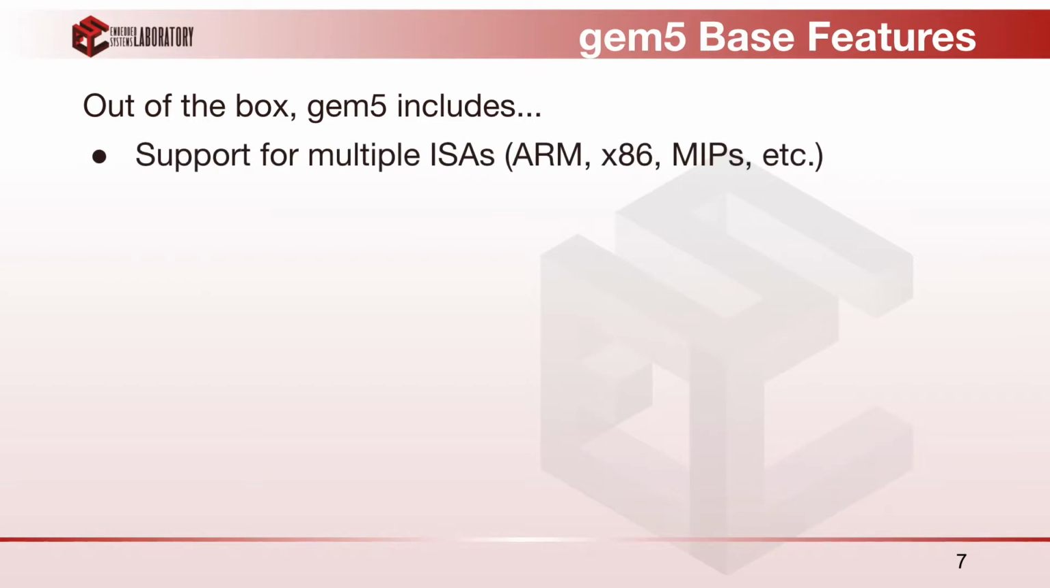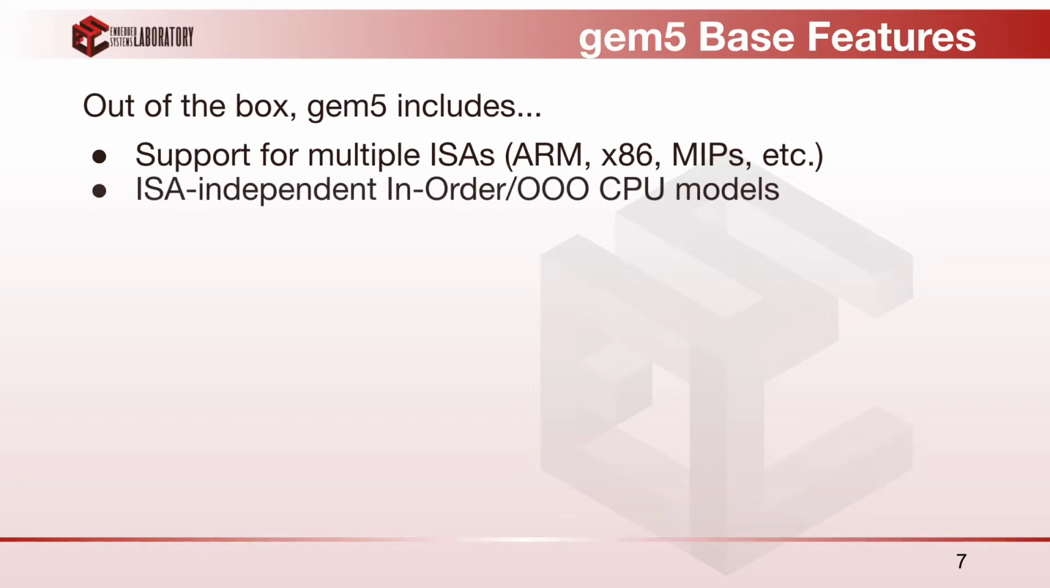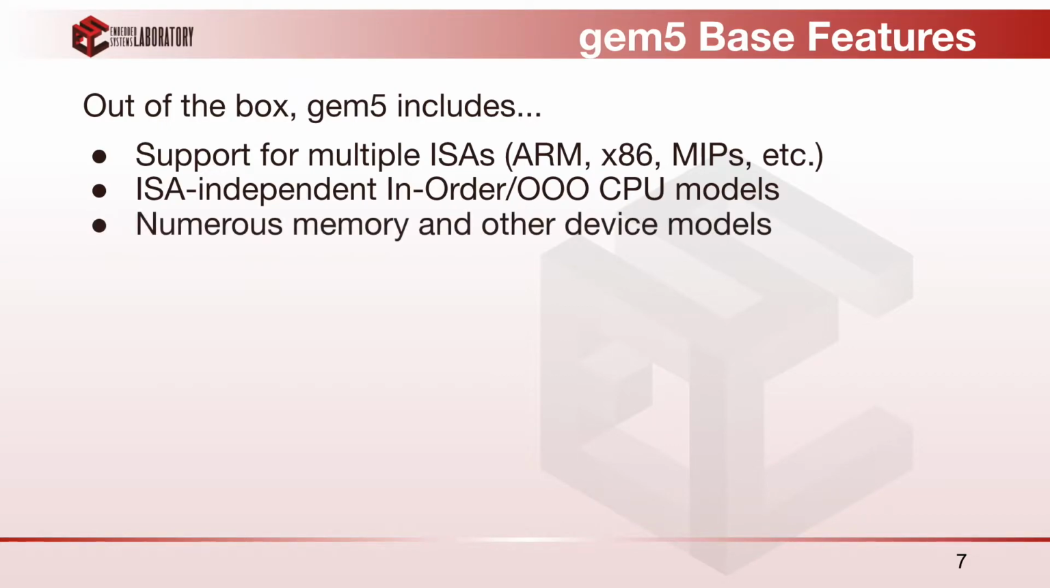To summarize the capabilities I highlighted, gem5 comes with numerous features right out of the box. It supports multiple instruction set architectures, or ISAs. Its CPU models, including both an in-order model and an out-of-order core model, are ISA independent, and gem5 comes with numerous memory and device models included, things like DDR3, DDR4, cache, etc.